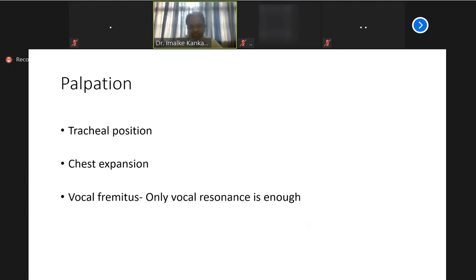Tracheal positioning is very difficult to comment on in children, but try to do it in an older child, and don't try to do it in infants. Your finger may be larger than the suprasternal notch, and especially don't try to do this in a child with congenital laryngeal stridor. Chest expansion, you have to keep your hands like this and see whether it's expanding. Vocal fremitus, if you are going to do it with your stethoscope, you don't need to do it through your hand.